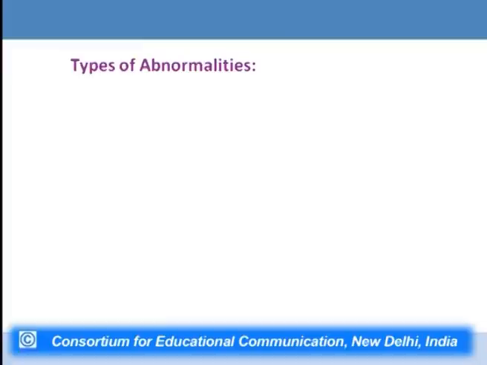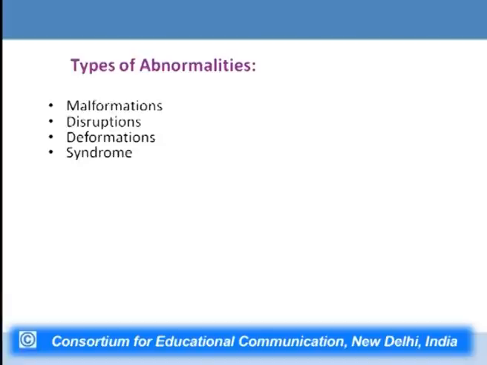Now, what are the different types of abnormalities which result from exposure to these agents? These abnormalities can be summed up as malformations, disruptions, deformations, syndromes, and association abnormality. So what exactly are these abnormalities? I will be talking about that now.